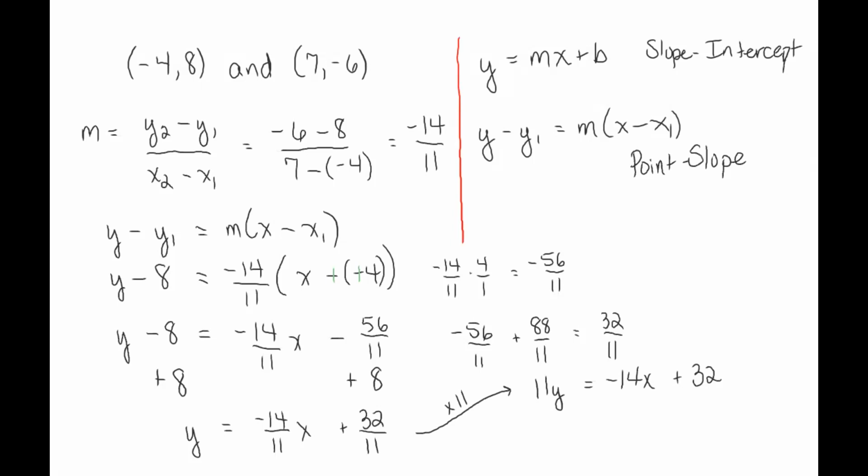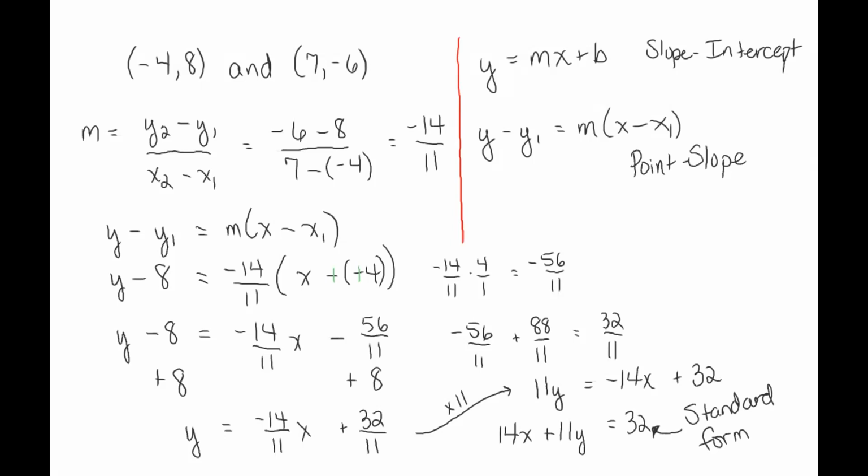Standard form has the x's and y's together on the same side. So I'm going to add 14x to both sides. 14x plus 11y equals 32. So that form is what we would call standard form. And if they ask for your equation in a specific form, you want to make sure that you give it to them that way.